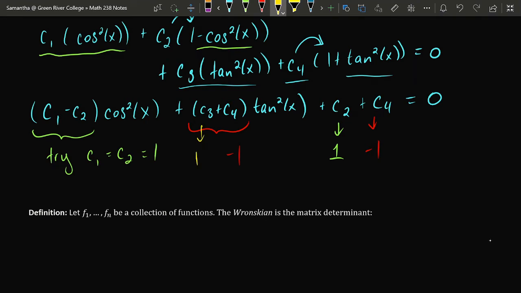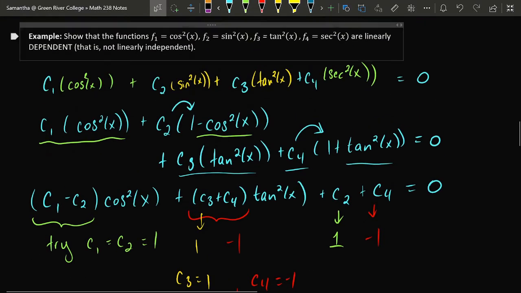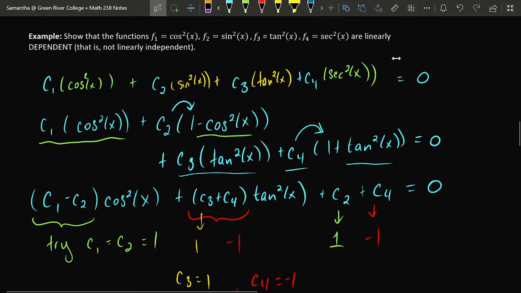So with C1 equals C2 equals positive 1, C3 equals positive 1, and C4 equals negative 1, we've found a non-trivial way to combine these functions and cancel them all out and get 0. So that's proof that this collection of functions is linearly dependent.